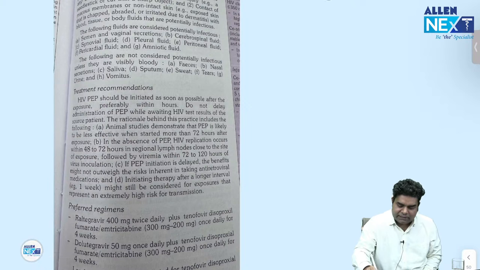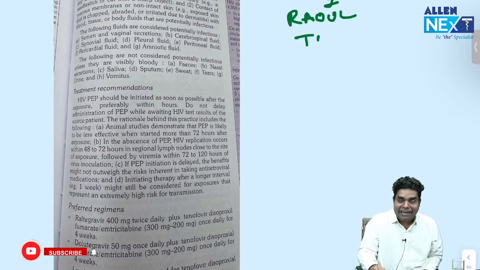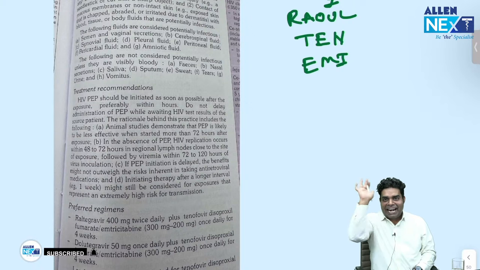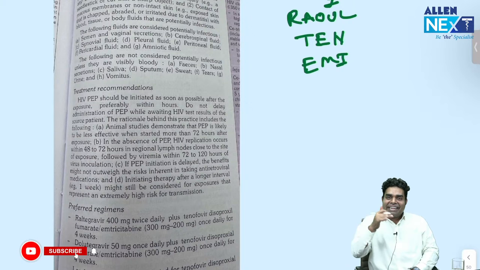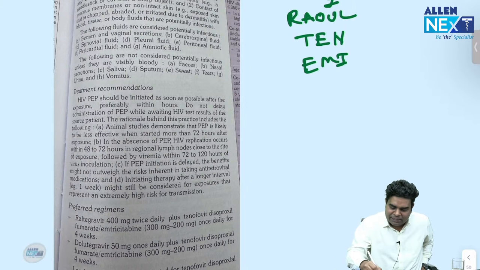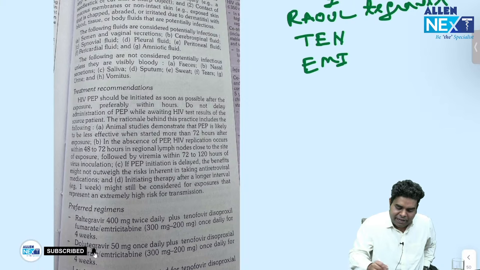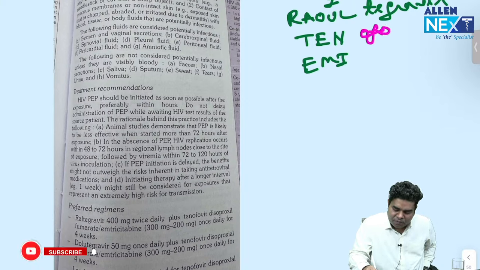Post-exposure prophylaxis. You can remember it by the mnemonic Rahul. Suppose Rahul is your batchmate who took 10 EMI from a car company to buy a Jaguar car and then ran away. So Rahul 10 EMI is the mnemonic for the drugs which we give in post-exposure prophylaxis. Raltegravir, tenofovir, and emtricitabine.